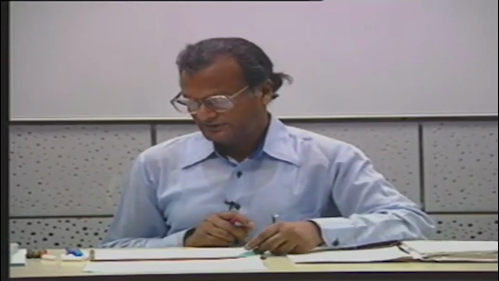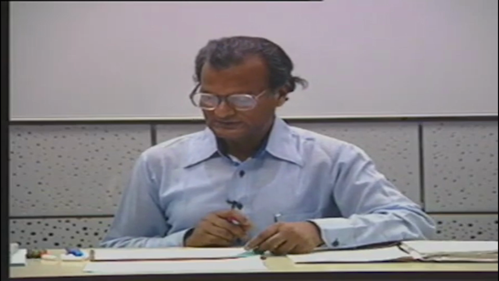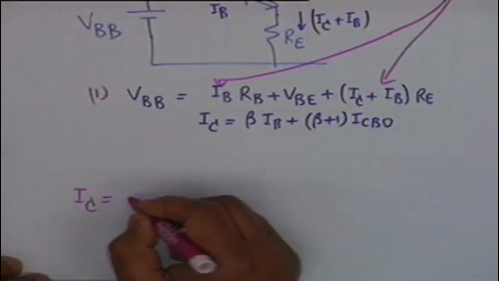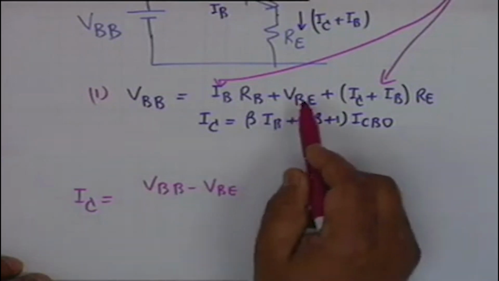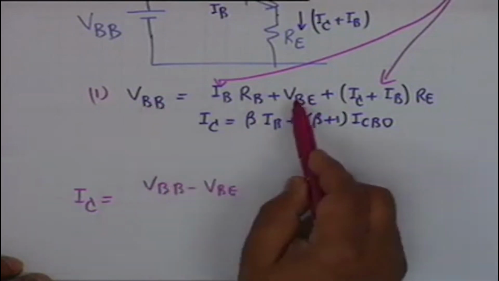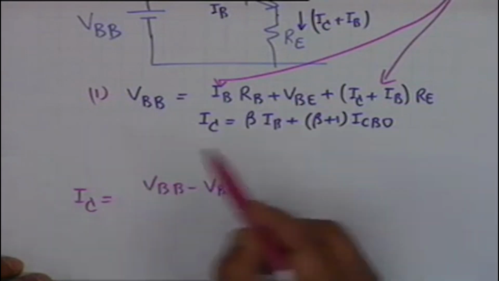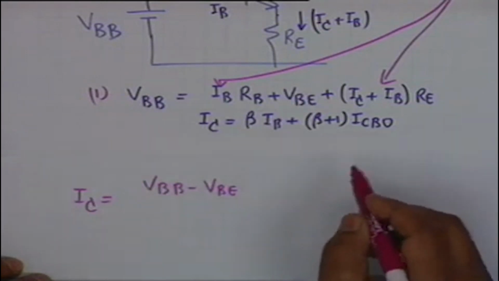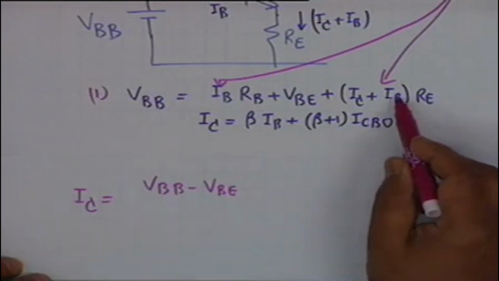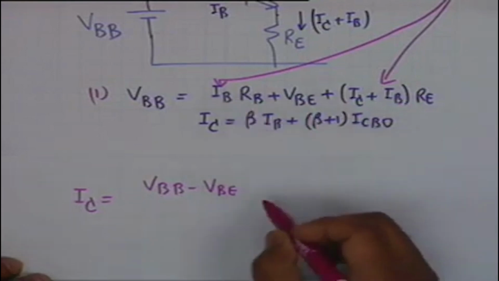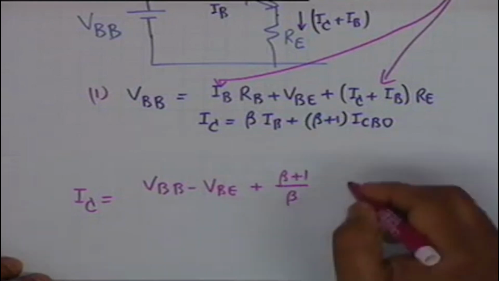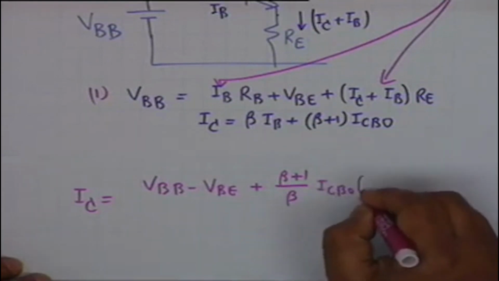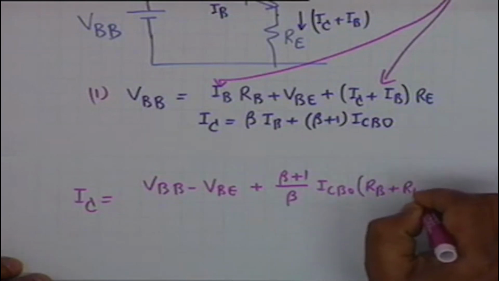Let me write down the complete expression. The expression is I sub C equals VBB minus VBE, and you can see where this comes from. VBB minus VBE, that means I take it to the left hand side, and then I shall have a term containing ICBO. ICBO comes from here and also from here. The term is beta plus 1 divided by beta ICBO, then RB plus RE.